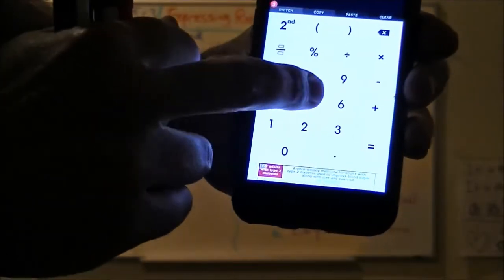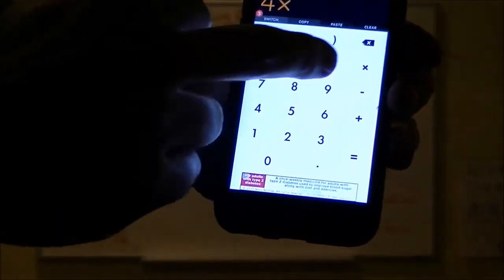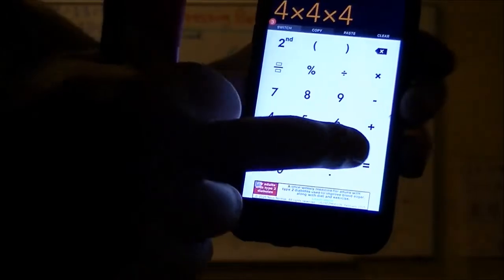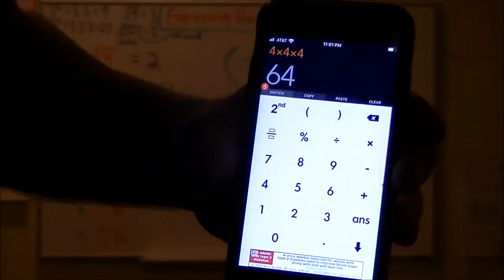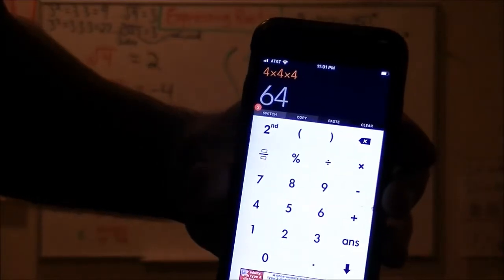I could do 4 to the 3rd power, or just do it manually, which is probably faster in this situation. But 4 times 4 times 4 is what? It's the number 64.